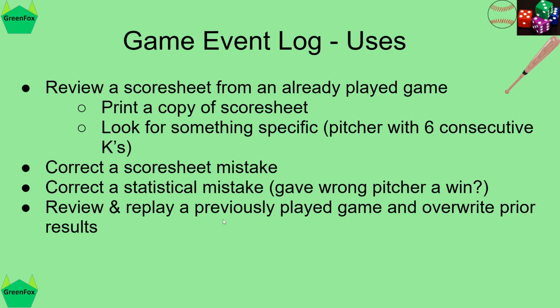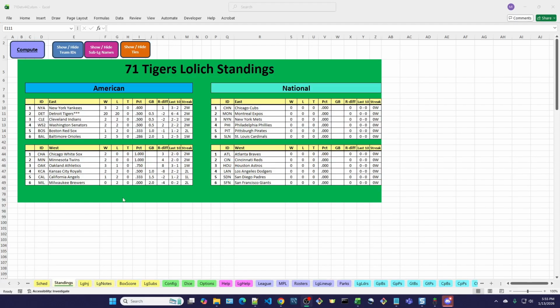So I'm now going to demonstrate an example of using the game event log. In this example, I've got a historical team season league that I created for this 1971 Detroit Tigers Mickey Lolich project, where I was just playing the Mickey Lolich starts pretty much. And you can see here the Tigers were 20-20 in those starts. But in this example, I want to go back and look at my schedule.